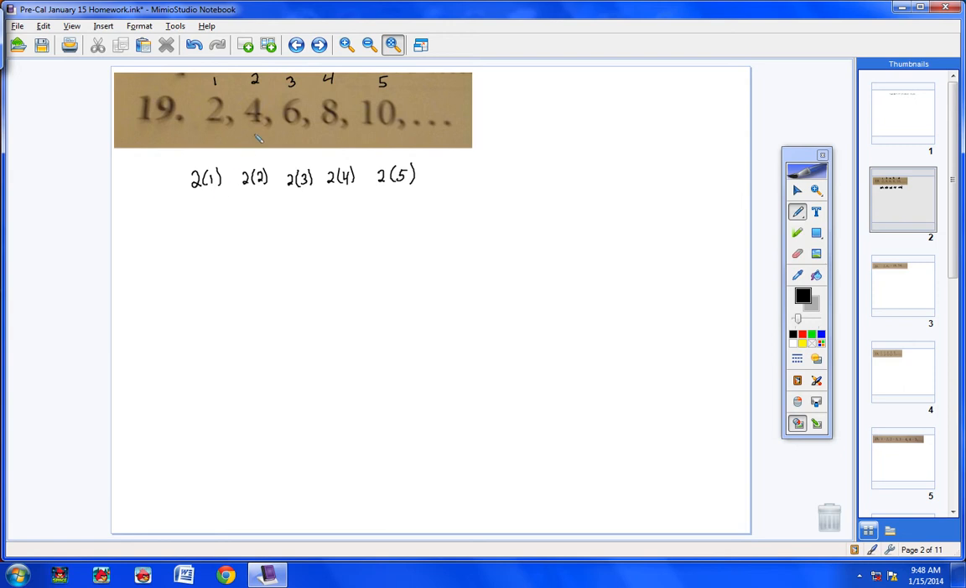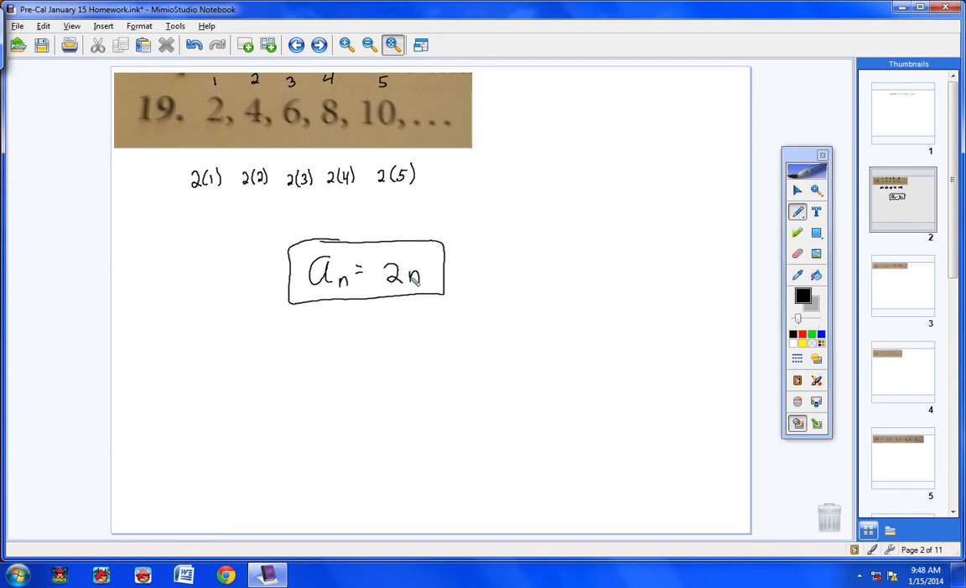The first term is 2 times 1, the second term is 2 times 2, the third term is 2 times 3, etc. Notice the numbers inside the parentheses match the term that it corresponds with, okay? And then notice every single term has a 2 in front. So really, it shouldn't be too difficult to write the nth term. It would simply be a subscript n equals, and then we know every term would have a 2 with it. And then notice how the term number matches the number in the parentheses, so I can put an n right here, and that's the nth term.